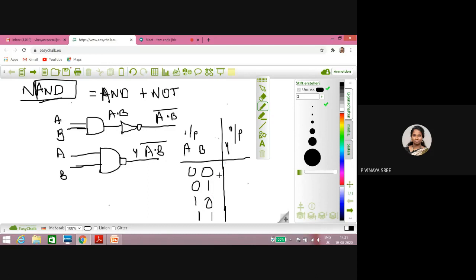Can anyone tell me the output for this? One, ma'am. Yes, 1. Why? Let me explain. Maximum students know, but a few students I need to explain. So let me take A into B first. 0 into 0 will be 0, but I should not write 0 here. Why? Because there is a complement of this. If you are getting the result as 0, I need to write 1. If you are getting the result as 1, I need to write 0.